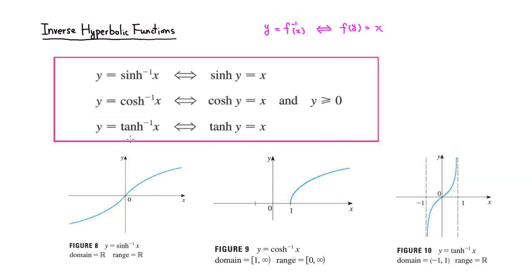For the inverse hyperbolic tangent function, there's no problem because the original hyperbolic tangent function is one-to-one. So there's no complication there. Those are the graphs.